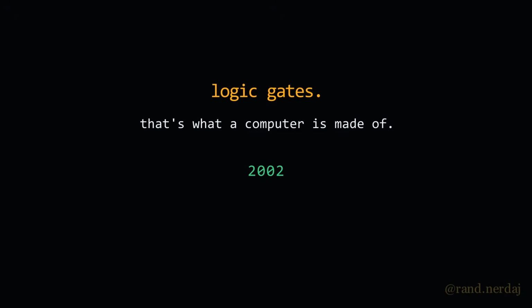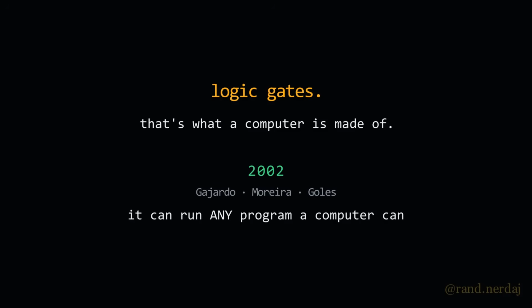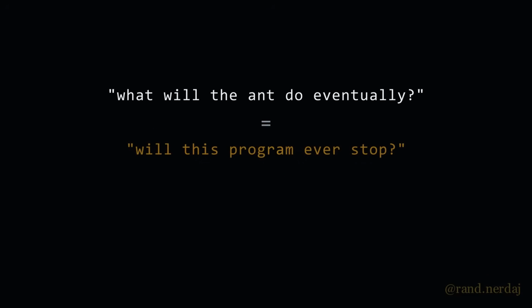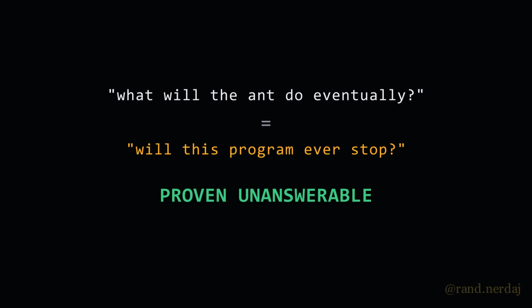And in 2002, three mathematicians proved it outright. With the right starting grid, this ant can run any program a computer can run. Any program at all. It's a full computer, hiding inside two rules and a dot that turns left and right. And that is exactly why we can't predict it. Asking what will the ant do eventually isn't a question anymore. It's the same as asking what any computer program will do eventually. Will it stop or run forever? And that question has no answer.